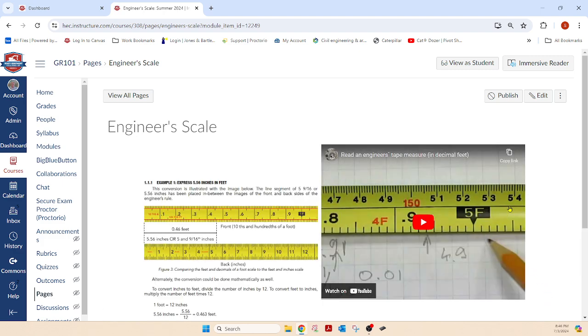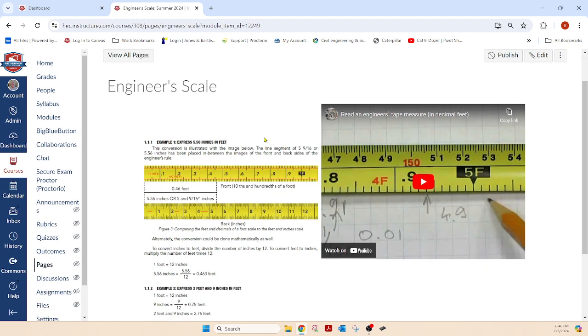The scale, the engineer scale. Now, I want to ask the same question again. Everybody raise your hand that knows how to read a grade rod or an engineer scale, as they're calling it here. An engineer's scale is based on feet and tenths of a foot. Excuse me, I'm going to have to.